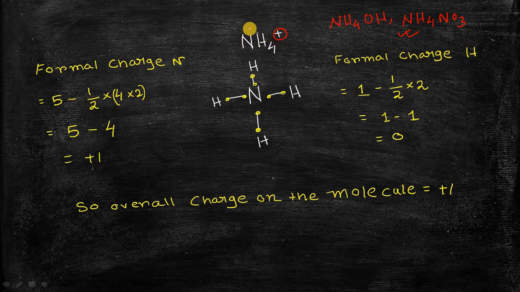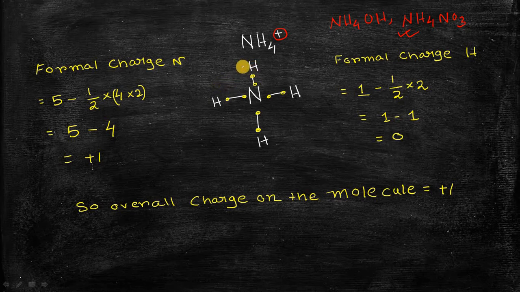So we have to calculate the formal charge of each of the constituent atoms, and also we have to calculate the overall charge of the molecule. So how do we calculate them? First of all, we have to draw the proper Lewis structure of this ammonium. You can see this is the nitrogen atom. It will form 4 bonds with 4 hydrogen. Okay, so this is the proper Lewis structure of the ammonium ion.